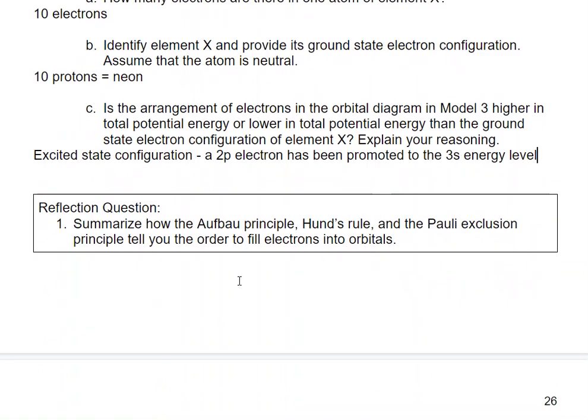So the reflection question here is to summarize how these different rules help us fill the order of electrons. So Aufbau principle just means start at the bottom. It means you've got to fill your lower energy levels before you can fill your higher energy levels. Hund's rule, also the good parent rule, tells us that we fill in 1 electron before anybody gets a second electron. And the Pauli exclusion principle just tells us that they have opposite spins, and that tells you which way to draw those arrows.